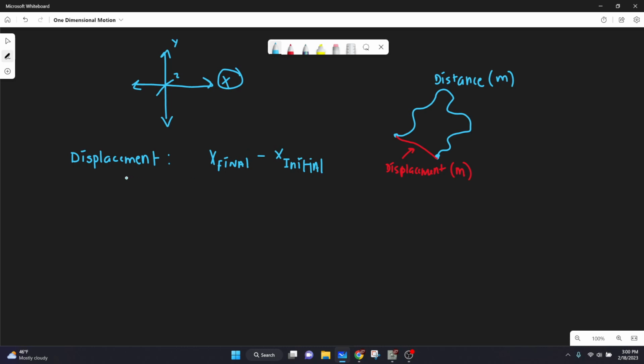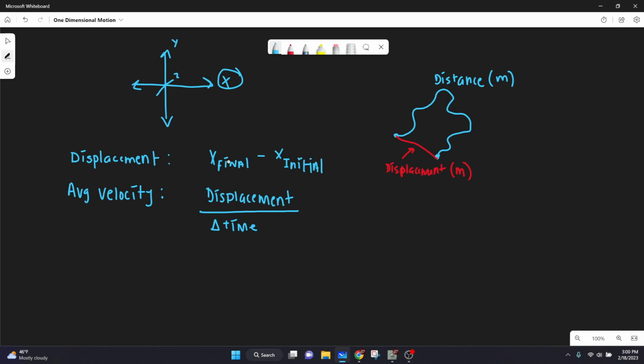And so where does displacement come in handy? Displacement comes in handy when we think about average velocity, our next term. And what is average velocity? Average velocity is our displacement divided by our change in time. So how long we move from our final position from our initial position.